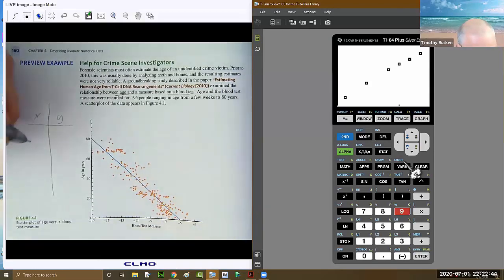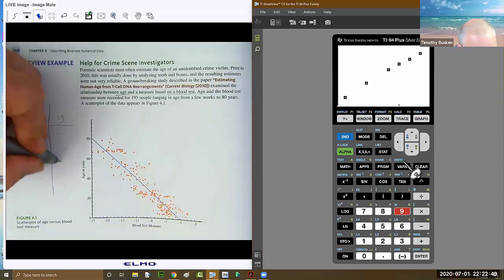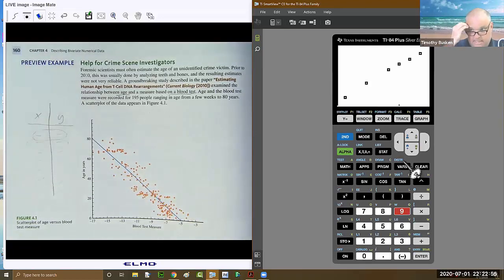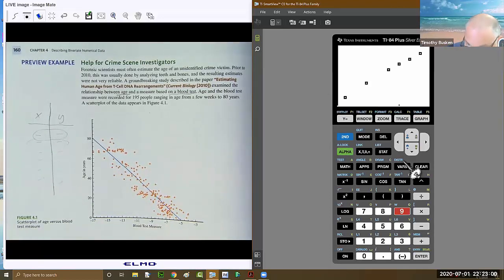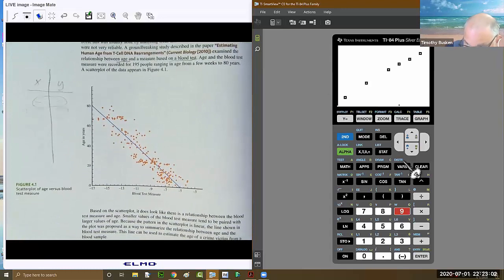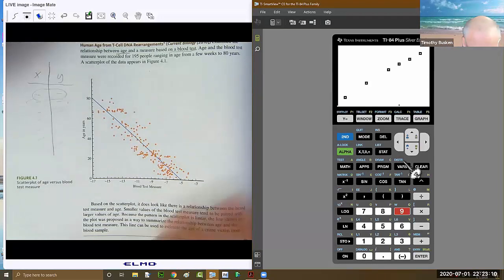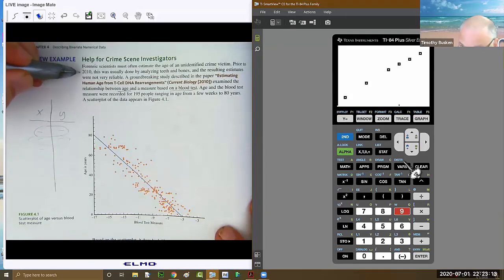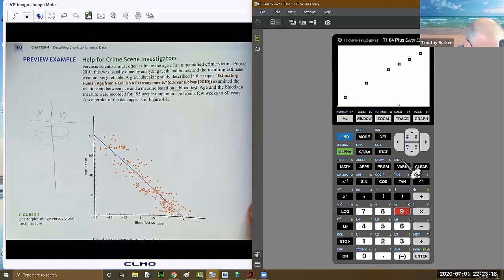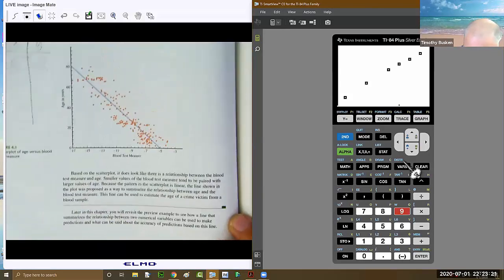So you've got a list of blood test measure numbers here. And of course you have their corresponding age there. And each one of these points or solutions is plotted in the scatter plot. And when you take a look at that, well, shoot, it looks like there's a linear pattern. And that's very useful because it looks like this test ended up replacing the tests that were done analyzing teeth and bones. So where is it? Right down here.